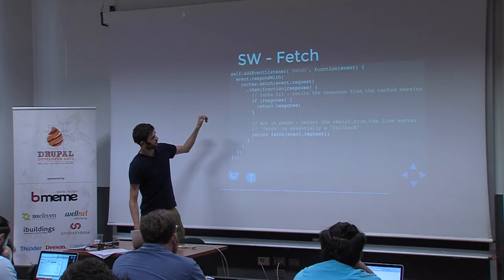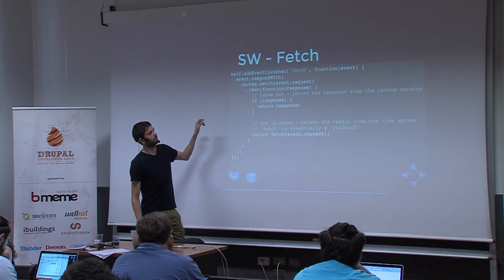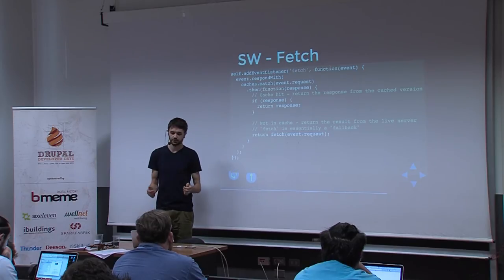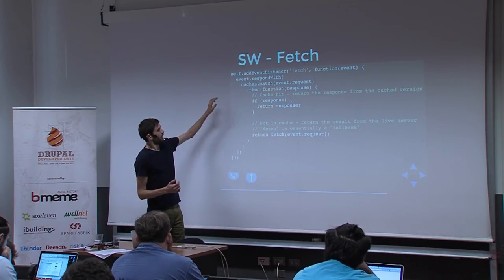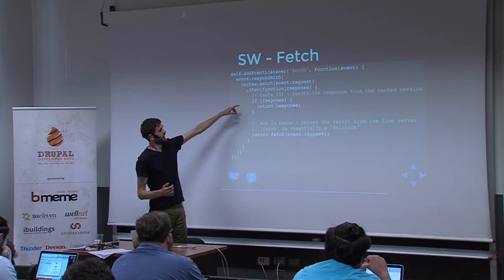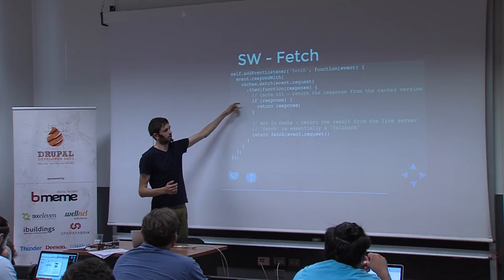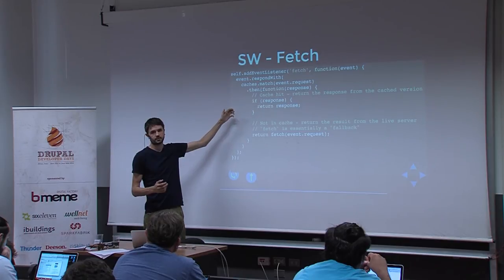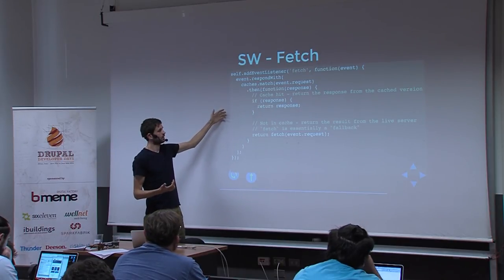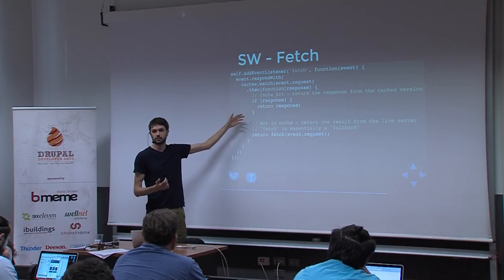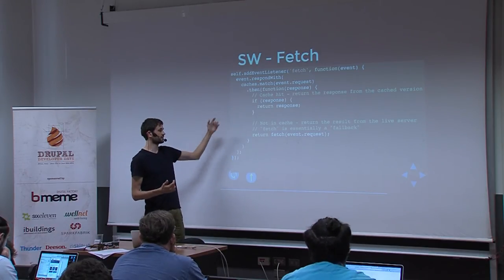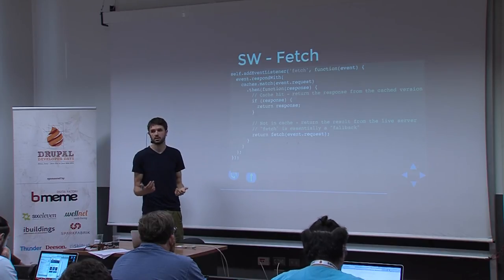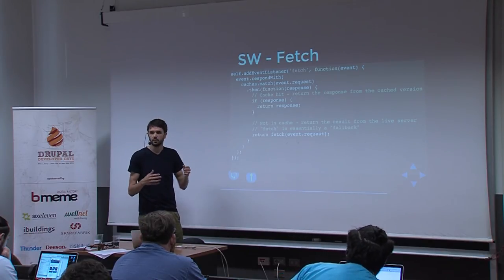Then every time the service worker needs to fetch assets, it's going to check if it has a response in the local storage. And if it does, it's going to return from local storage, so it's going to be super fast because it's just reading from disk. And if it doesn't, it's just going to fetch it normally. This is a very basic example of what it does internally.